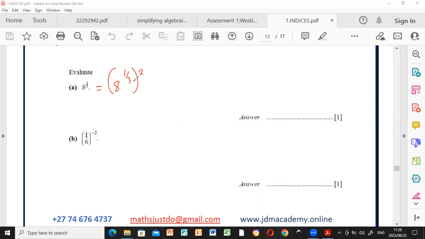Why did we have to take 2 out and leave 1 over 3? Because we know that if the power is 1 over 2, it means square root. If the power is 1 over 3, it means cube root. Like in this case, we are looking for the cube root of 8.